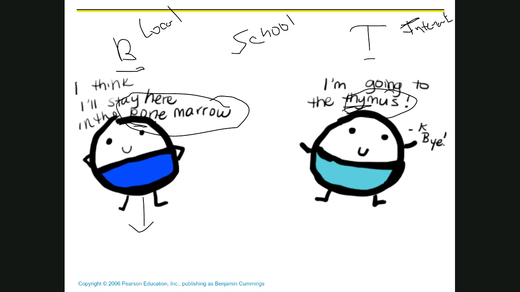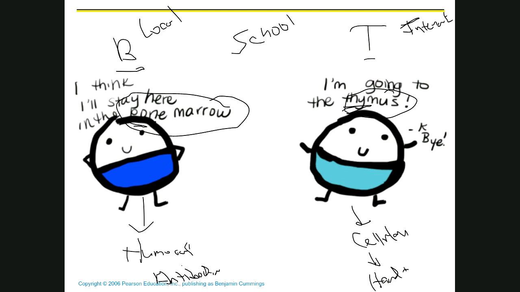B cells, when they learn, remember, they're going to become in charge of humoral immunity. And humoral immunity is all about antibodies. And then T cells, when they go to school, they're going to become in charge of cell-mediated immunity, or cellular immunity. And remember, they're not going to make these bombs. They're going to sort of go into the army, and they're going to do hand-to-hand combat. So they're very, very different cells.